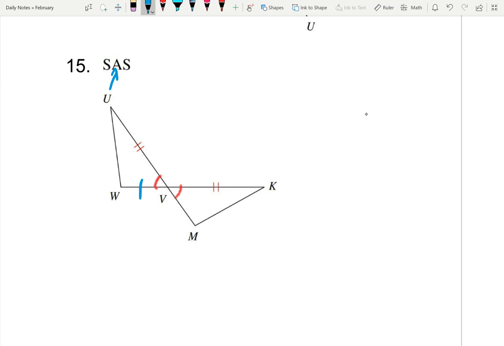So we need WV to be congruent with, and let's look at the other triangle. We have the side here, we have the angle here. So if the angle is going to be between the two sides, then we're going to need this third side here. Okay, so that angle is sitting between those two sides. So that's WV is congruent with MV.